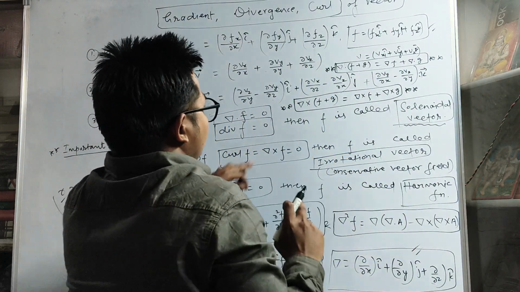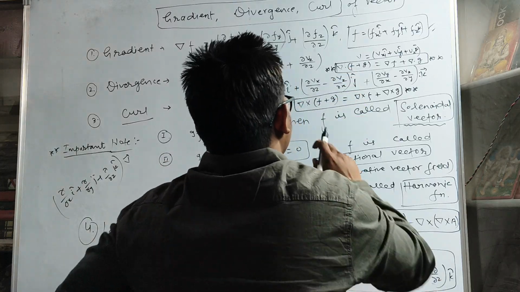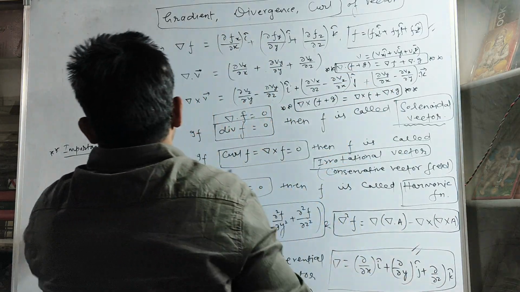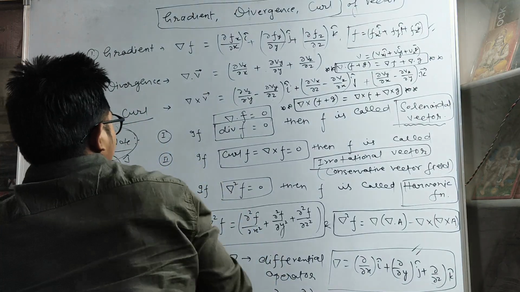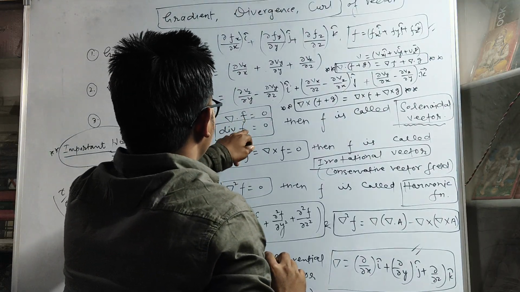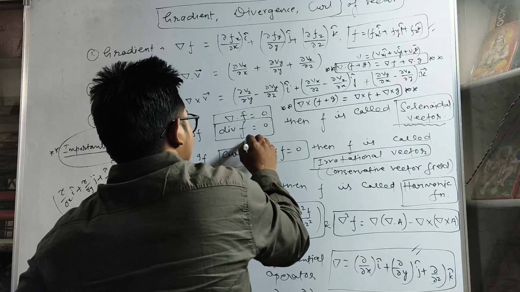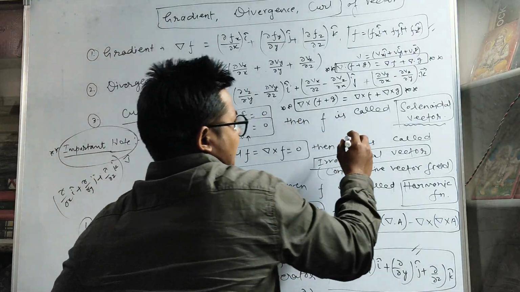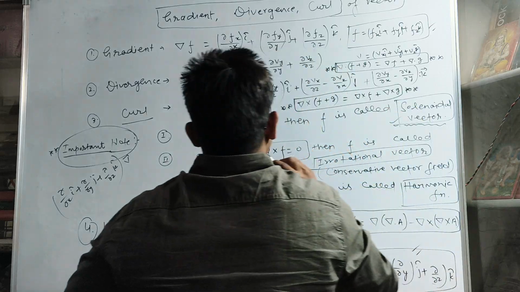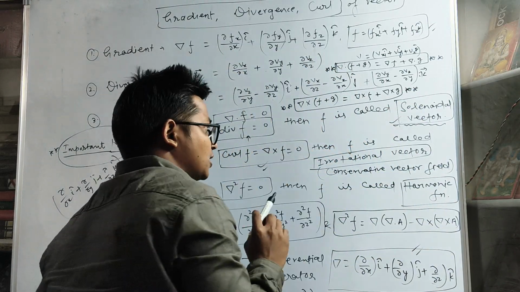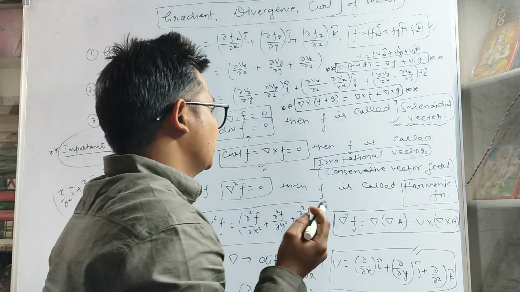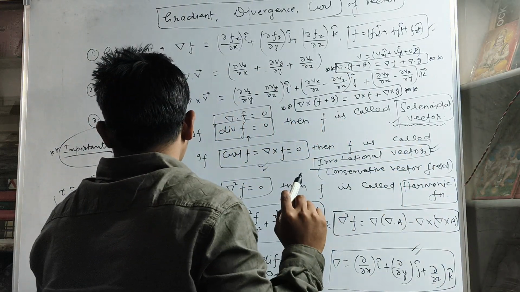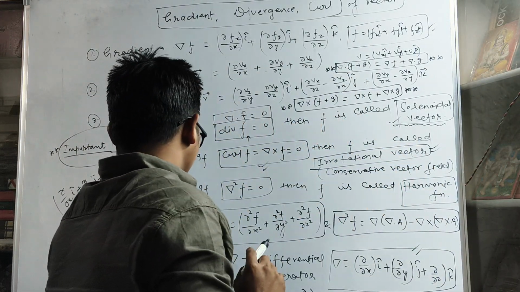And the property of cross, similarly we can write del cross f plus g equal to del cross f plus del cross g. And the important note is what? If the divergence of a vector is 0, that means del dot f is 0, then the vector is called a solenoidal vector. If the curl of a vector is 0, that means del cross f equal to 0, then the vector is called an irrotational vector.